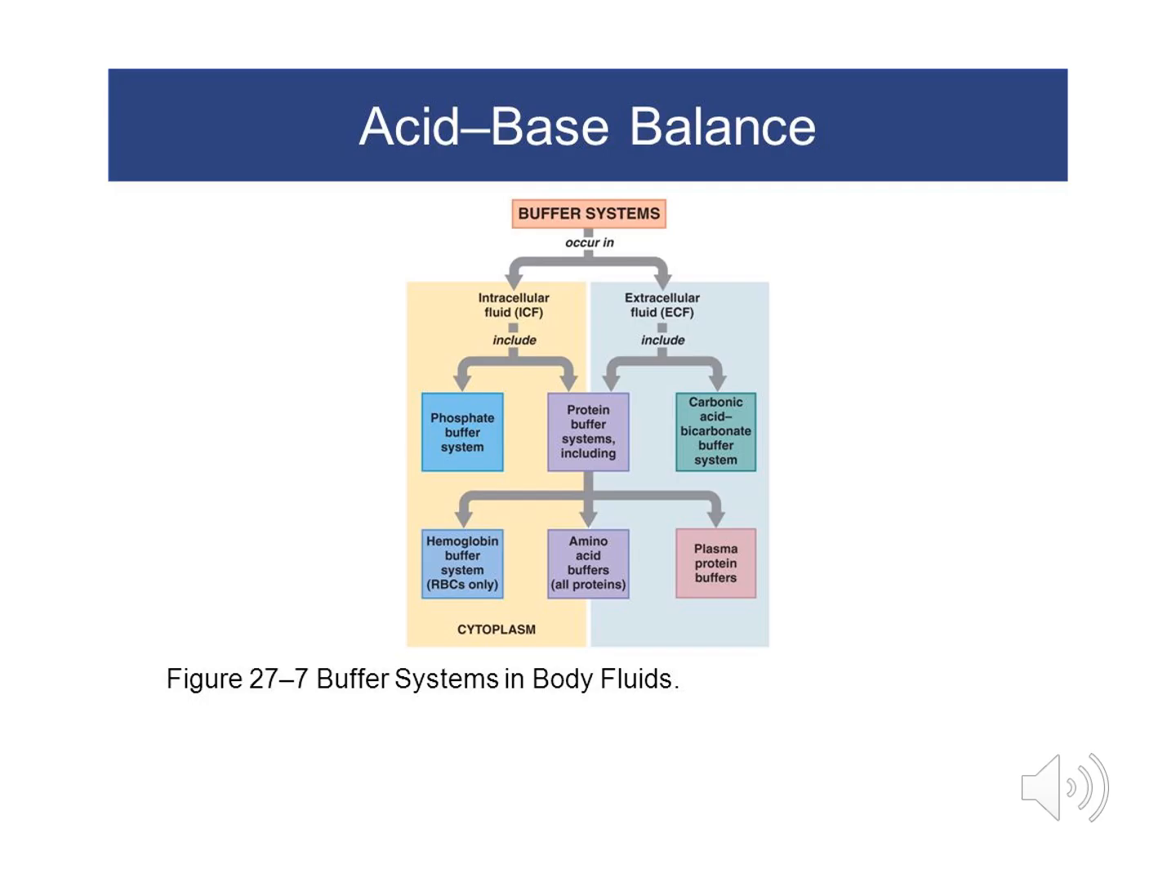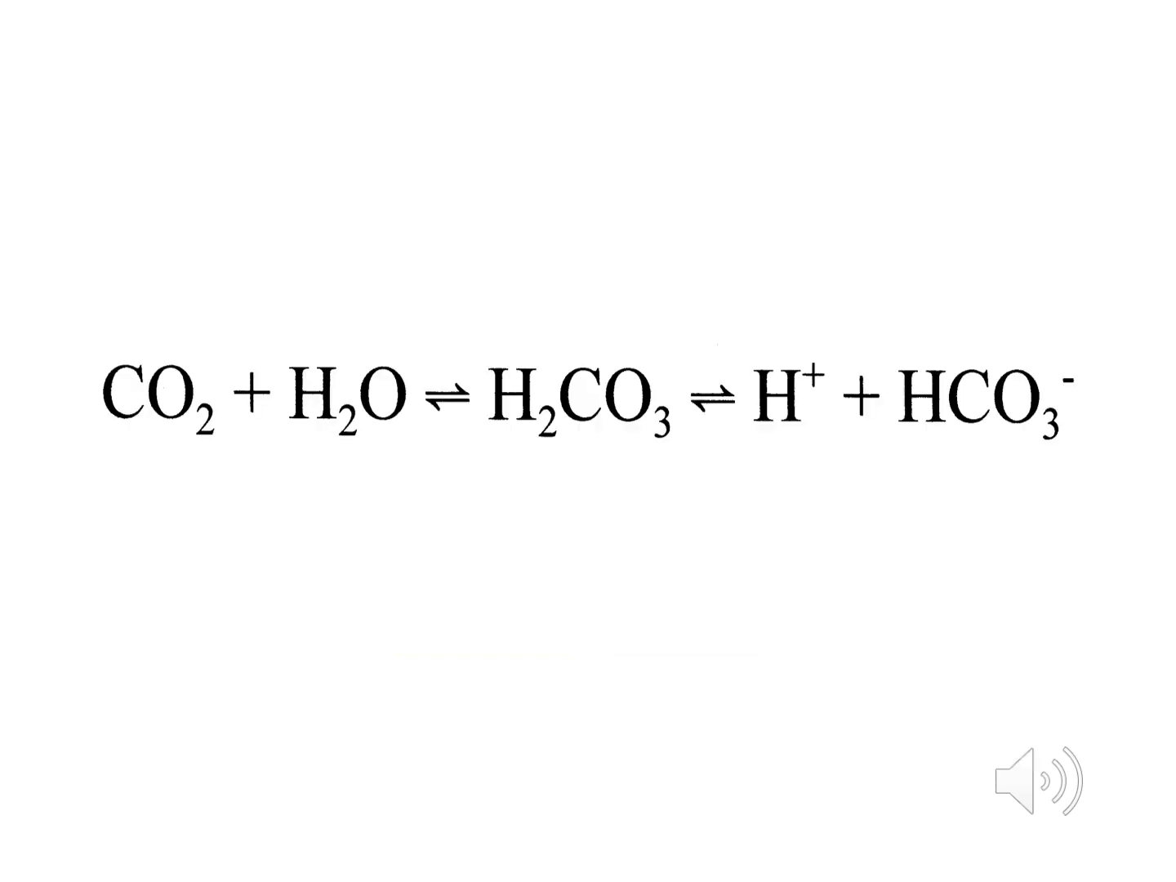Starting with buffer systems. There are actually several buffer systems in your body. We have bone buffers, phosphate buffers, protein buffers, but probably the primary and most powerful buffer system in the extracellular fluid is what we call the bicarbonate buffer system. Now, lucky for you, you already know about the bicarbonate buffer system because here it is, summarized in this equation. Let me explain it to you.